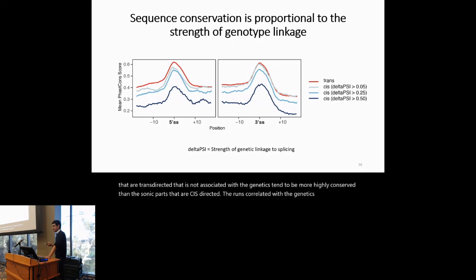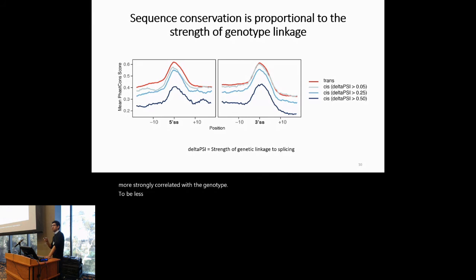What is more interesting is that depending on the strength of the linkage, in this case measured by the delta PSI, that is the PSI difference between the 2 haplotypes, we see a negative correlation with conservation. So those exonic regions that are more strongly correlated with the genotype tend to be less conserved across all the species of vertebrates.